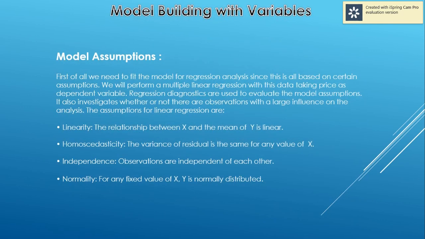Model assumptions. We have performed multiple linear regression here. The assumptions are linearity: the relationship between x, that is the independent variable, and the mean of y, that is the dependent variable, is linear. Homoscedasticity: the variance of residuals is the same for any value of x. Independence: observations are independent of each other. Normality: for any fixed value of x, y is normally distributed.